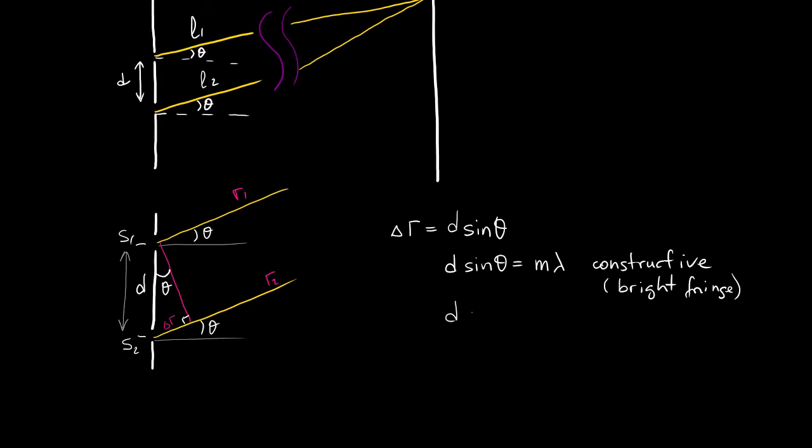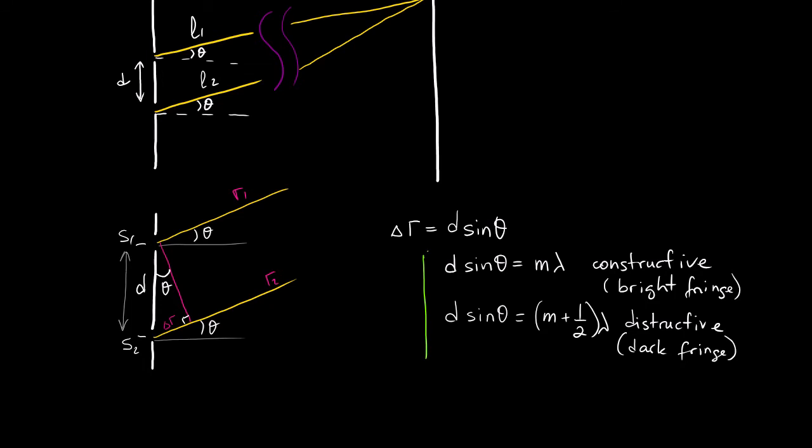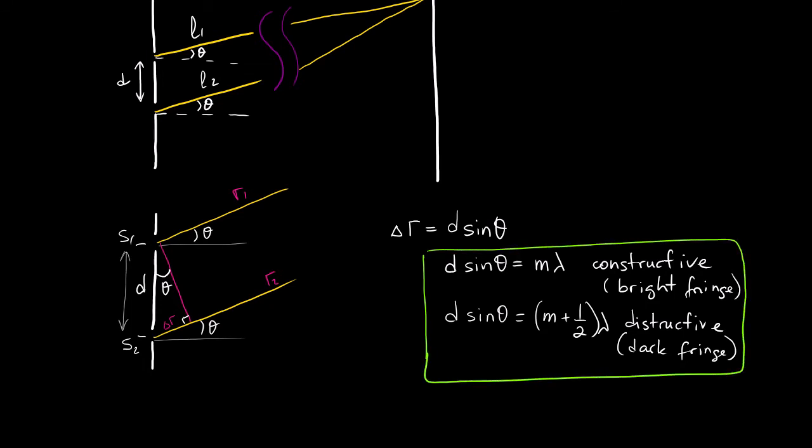And d sine theta equals m plus 1/2 lambda for destructive, which means a dark fringe. So here we can actually find out by theta where the bright and dark fringes are.